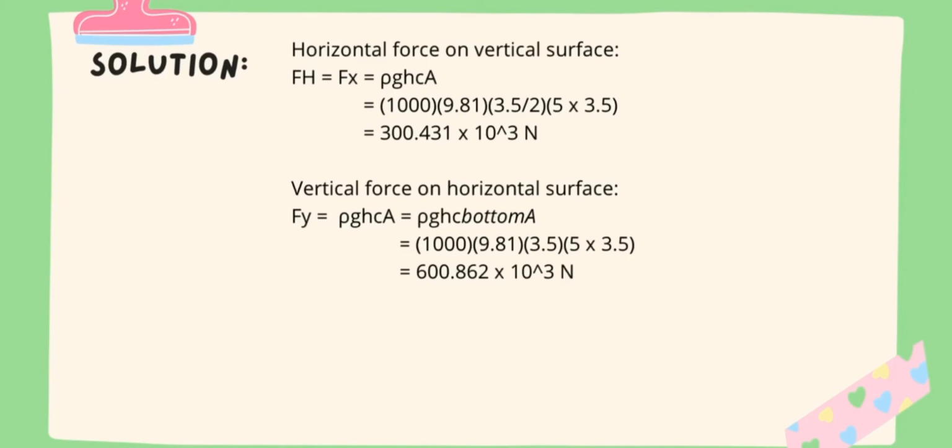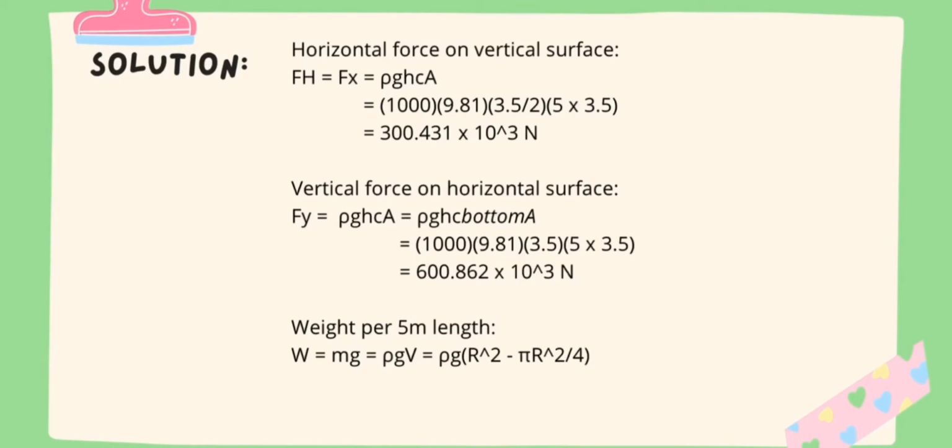600.862 kilonewton. Okay, next we need to find the weight per 5 meter length, and that would be W equivalent to mg, also equivalent to rho g V, also equivalent to rho g times r squared minus pi r squared over 4. So that would give us 1000 times 9.81 times 3.5 squared times 1 minus pi over 4. So we will get 25.789 exponent 3 Newton, or 25.789 kilonewton.